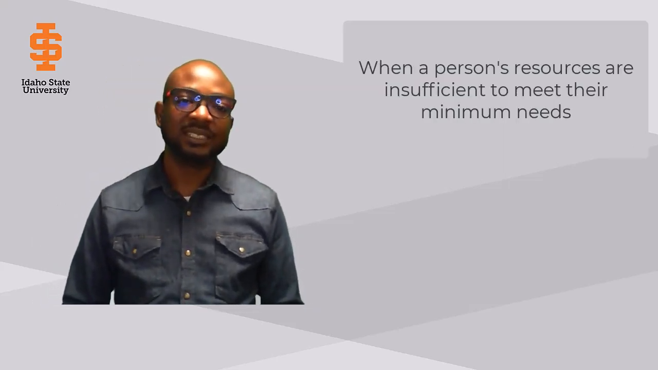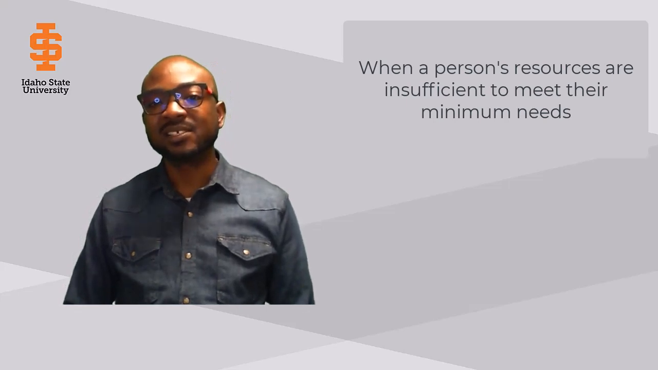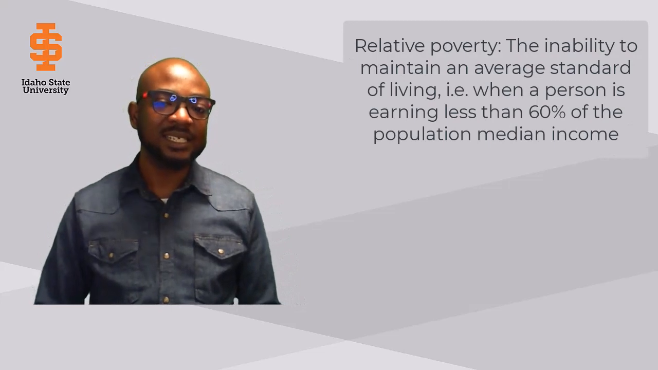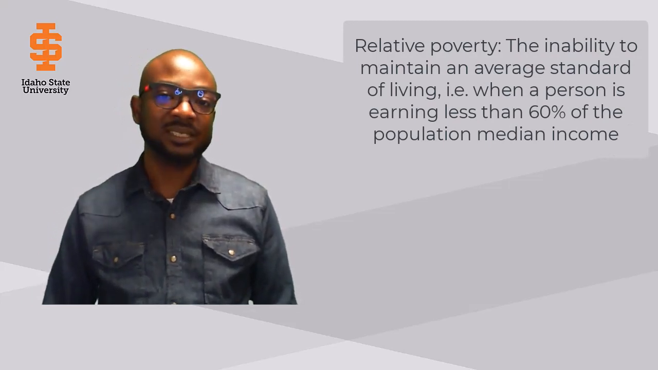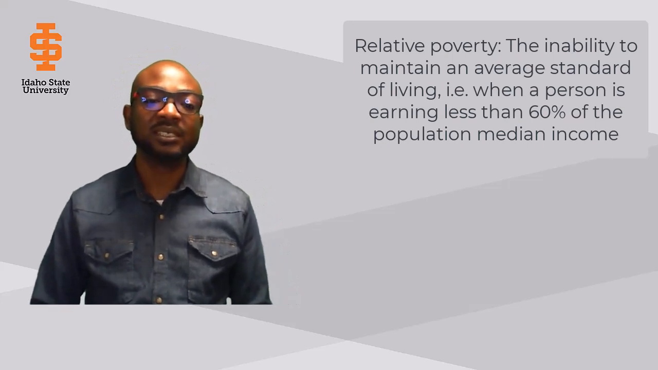One of them is from the Joseph Rowntree Foundation, which defines poverty as when a person's resources are insufficient to meet their minimum needs. Relative poverty is the inability to maintain an average standard of living. That is, when a person is earning less than 60% of the population median income. Either definition is appropriate depending on the purpose, but it is important to be clear about which definition one is using. This brings us to the concept of deprivation.